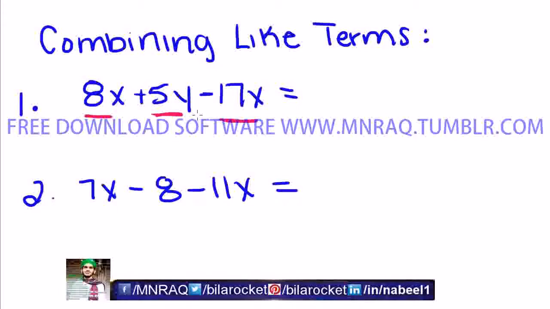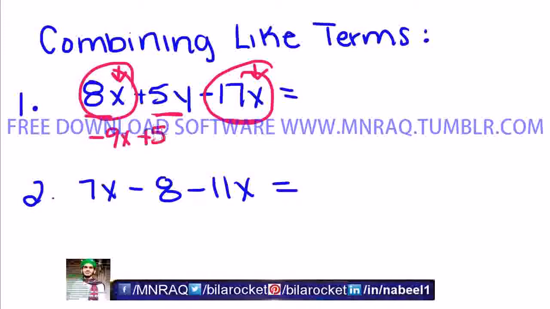So for this first one, I have 8x plus 5y minus 17x. Well, since each one of these has an x in it, I can add this one and this one together. So 8x minus 17x is negative 9x plus 5y. Since this one has x and this one has y, we can't combine those because they're not like terms. So this is all we can do with this particular one.